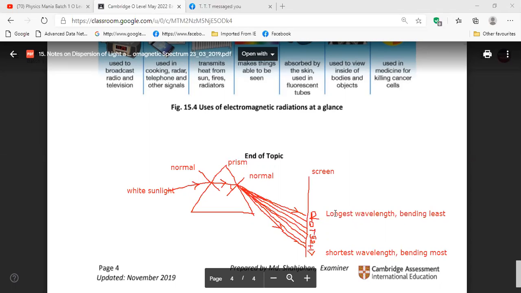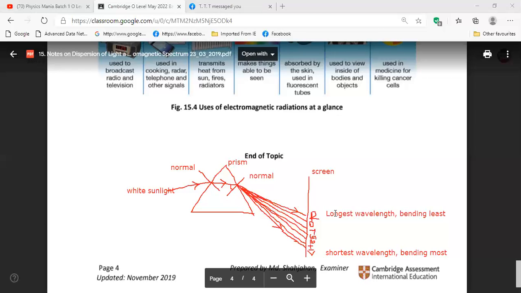So my question now to you, Mahi. My question is, if we have two light rays going through the prism, one is blue, another one is orange, which one will bend more? Orange will be least and blue will be more.